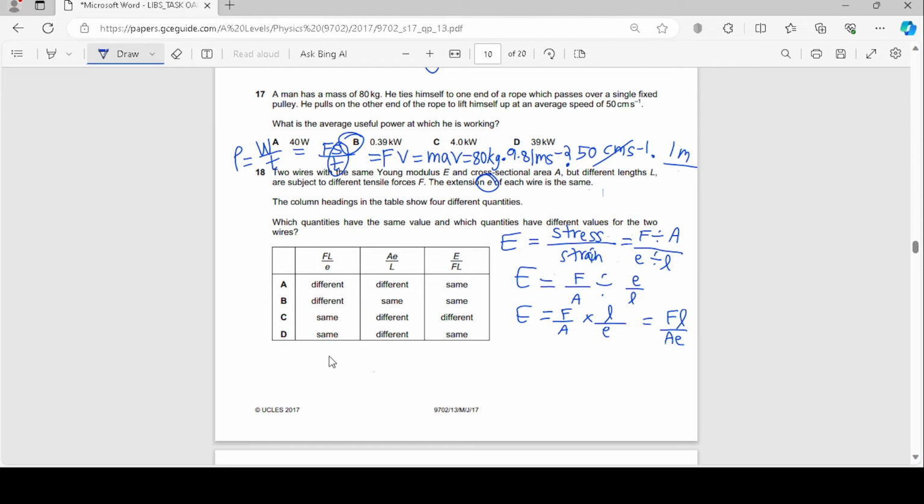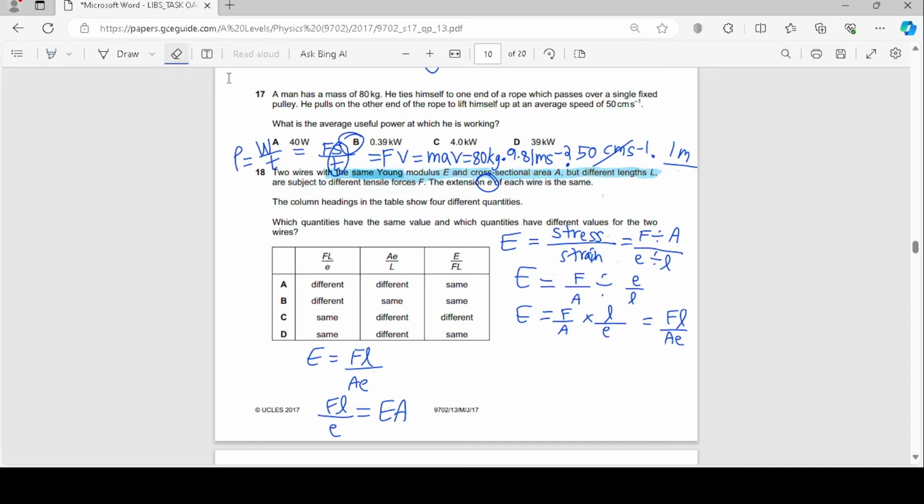Anyways, so Young's modulus equals FL by AE. The first ratio they want is FL by E. So if you multiply A on both sides, FL by E is equal to EA. Now my Young's modulus was the same, and my cross-sectional area was the same, right? Because they stated that it was the same Young's modulus and same cross-sectional area A, but different lengths L and different tensile forces F as well.